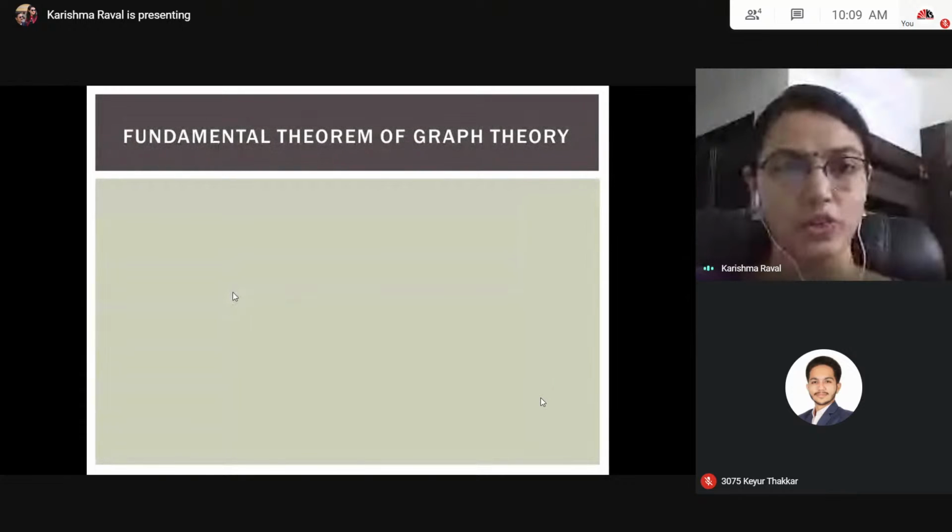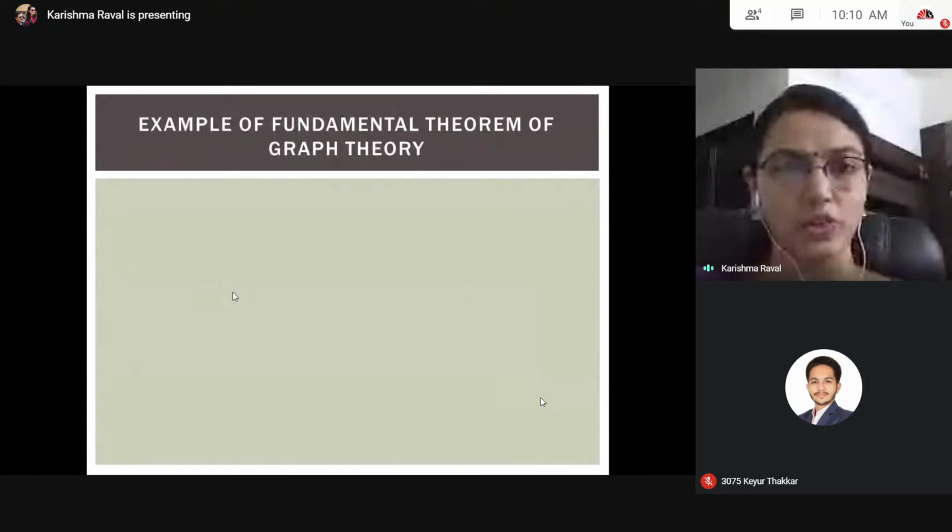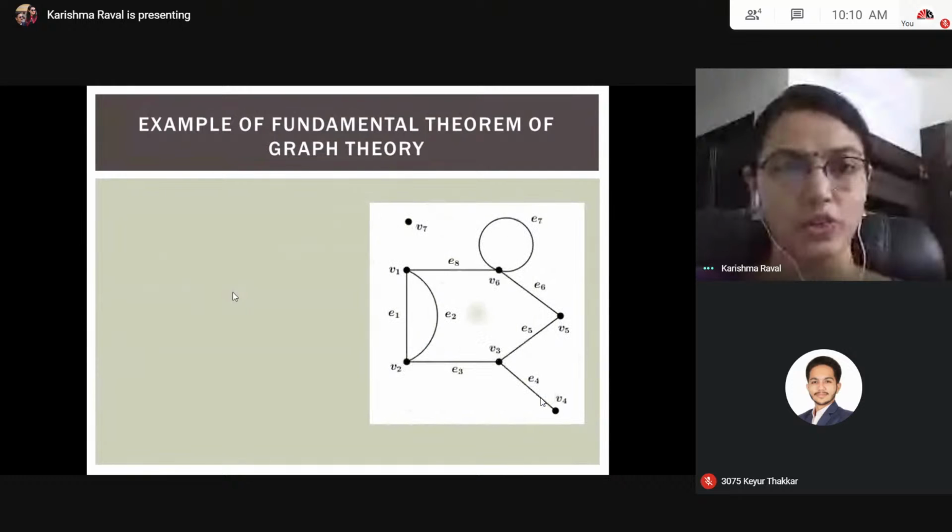The next and very important result: for any graph G with n vertices v1 to vn, the sum of d of vi is equal to 2e. Expanding this equation in words, the sum of the degrees of all the vertices is equal to 2 times the number of edges. This is a one-line proof: each edge has two endpoints. If we are counting the degree, we count one edge 2 times because it has two endpoints. So when the degrees of vertices are summed up, each edge is counted twice. Hence this is the fundamental theorem of graph theory.